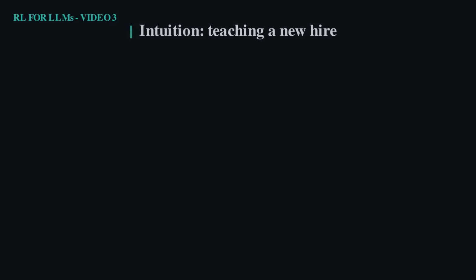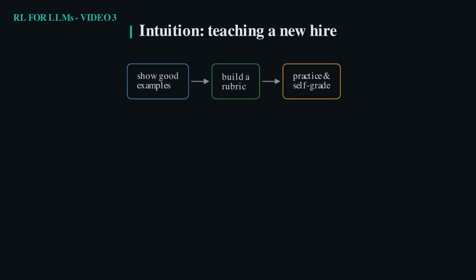Before any detail, an analogy. Think about how you train a new hire. First, you show them examples of good work. Then you build a rubric that captures what you actually care about. Then you let them practice and grade themselves against that rubric. RLHF is exactly this 3-step loop applied to a language model instead of a person.